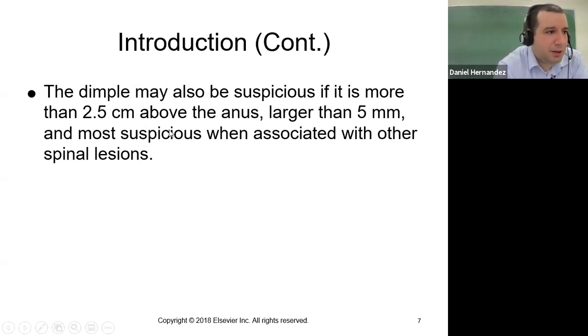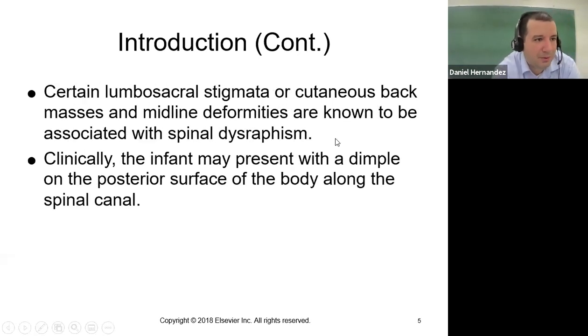In addition to a sacral dimple, a couple of other midline deformities could potentially be an imperforate anus, or a tuft of hair, like a big patch of hair along the sacral spine.